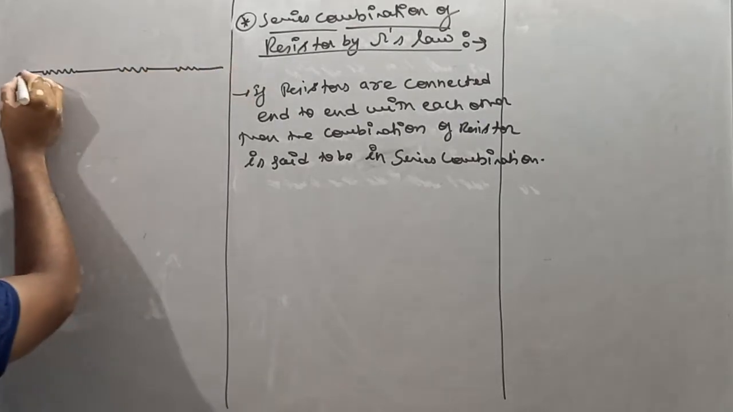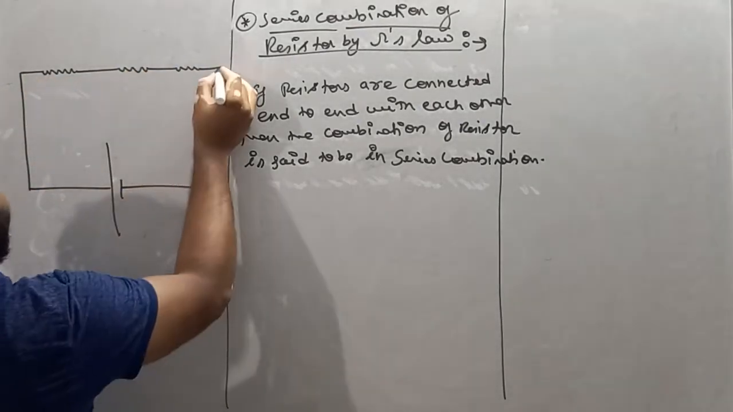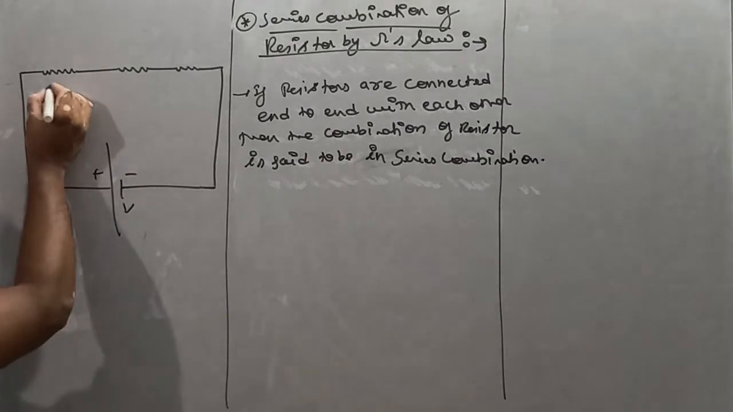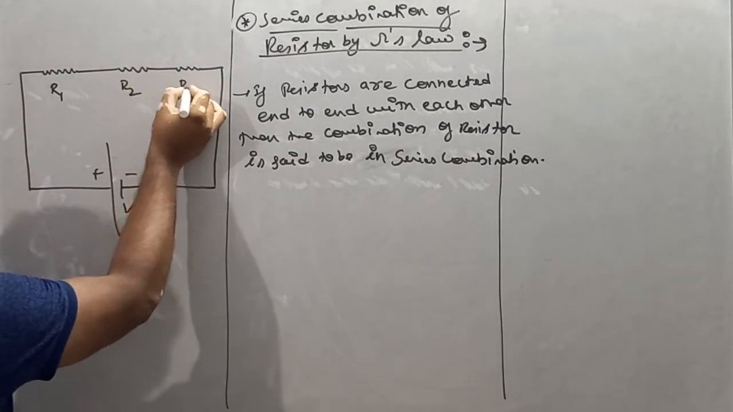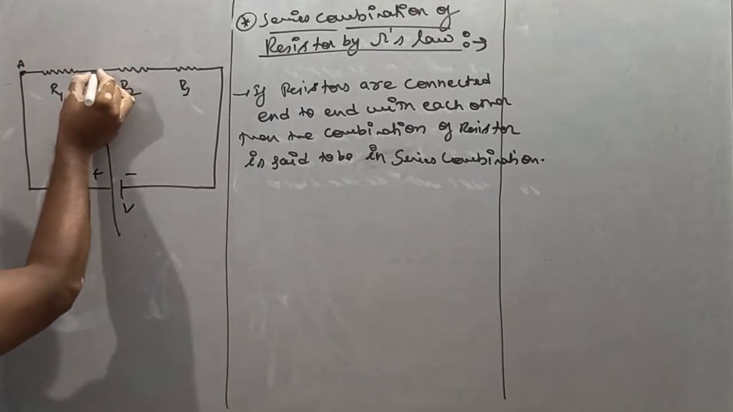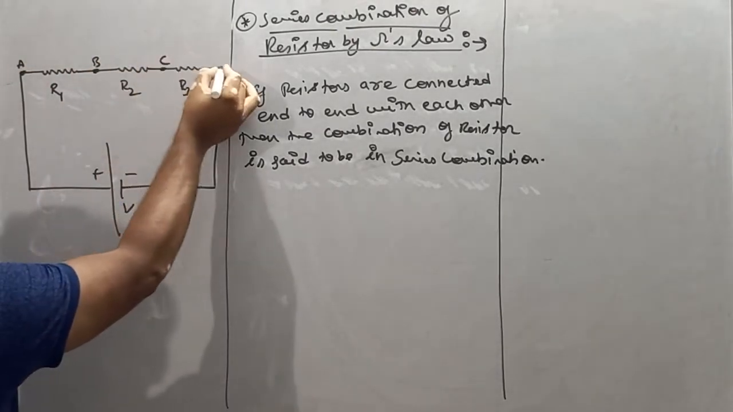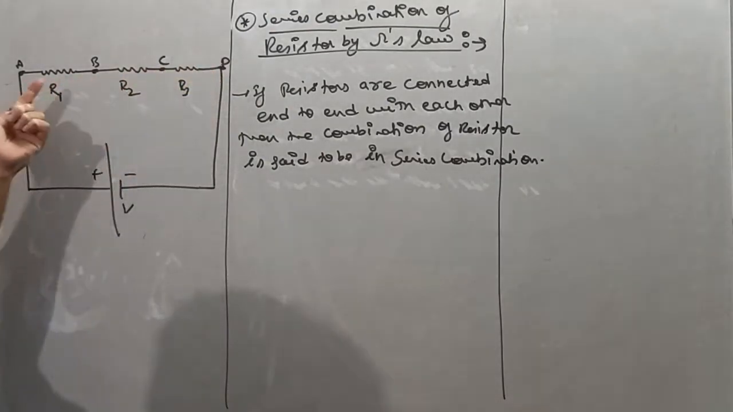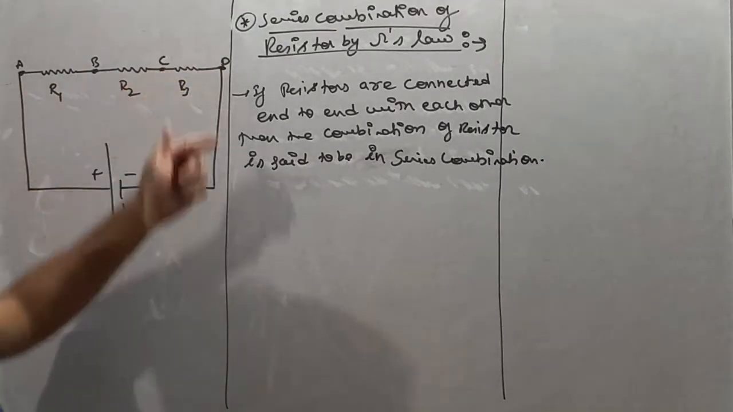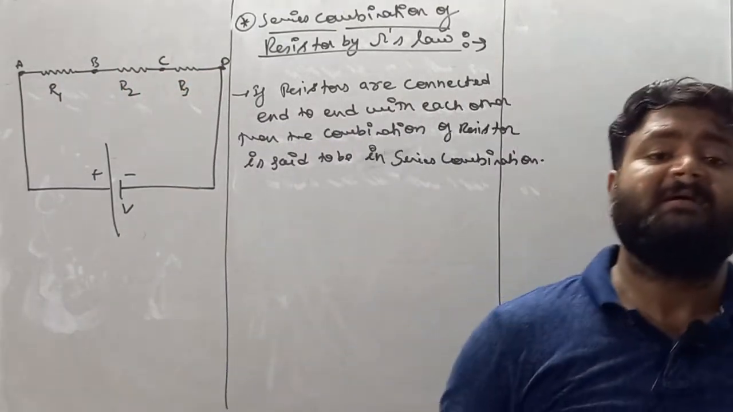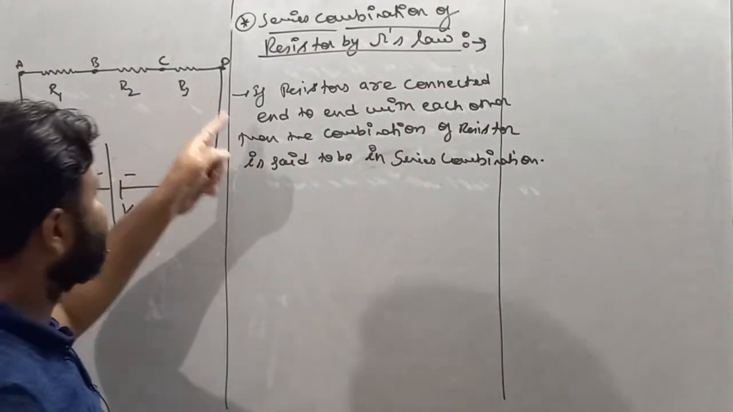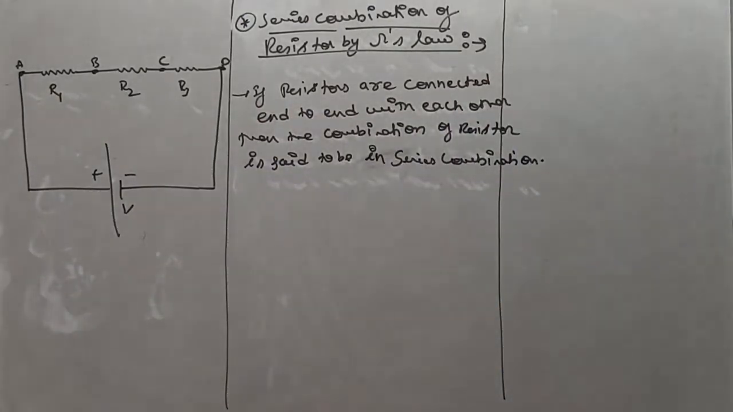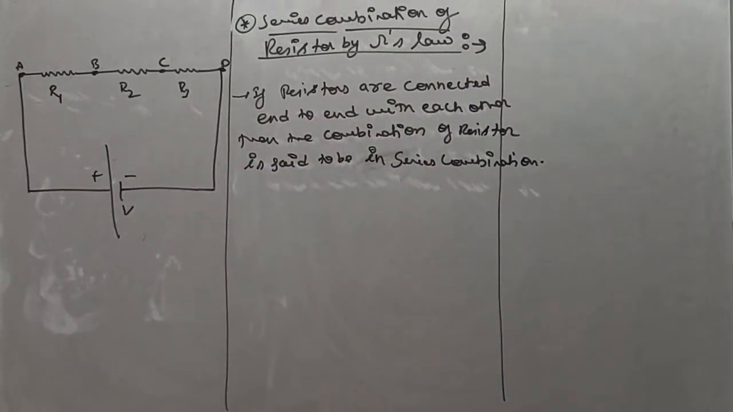First thing, dear student, remember, if the resistors are connected like this, let's suppose we have three resistors of resistance R1, R2 and R3. They are connected end to end with each other. Let's suppose a V volt battery is connected across these resistors. Let's suppose this is R1, this is R2 and this is R3. This point is A, this point is B, this point is C and this point is D. If the resistors are connected end to end with each other, then the formation of circuit by resistor is called series combination.